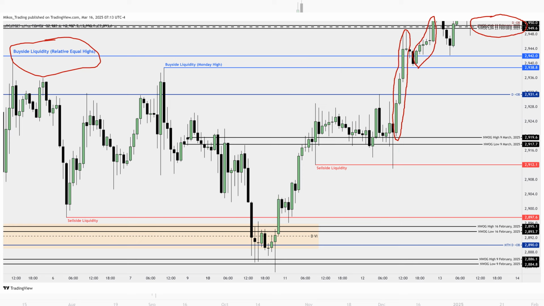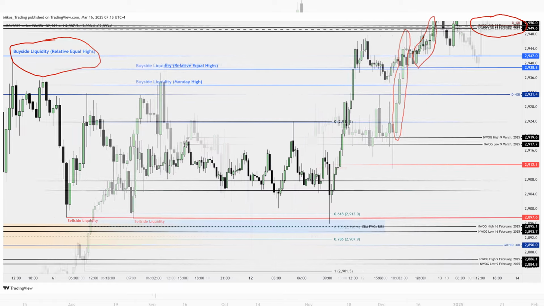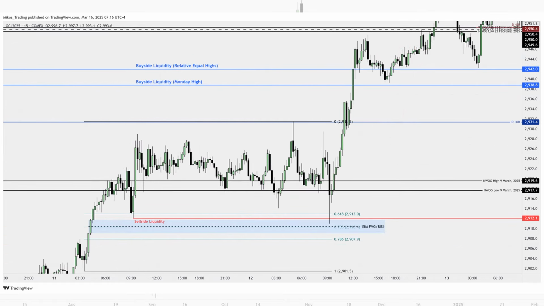followed by a rally higher with large up-close candles to take out the buy-side liquidity pool and trade into the new week opening gap from 23rd of February. Here we can see the 15-minute chart.